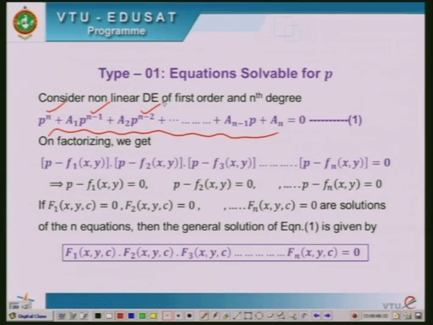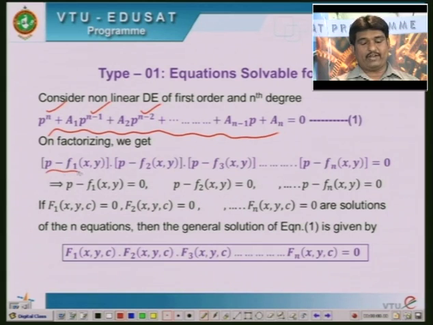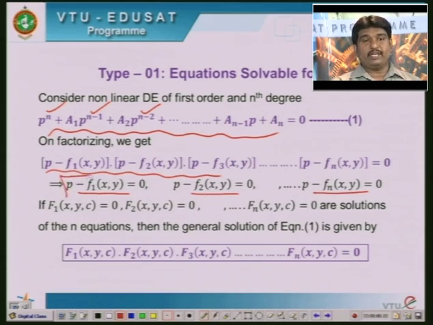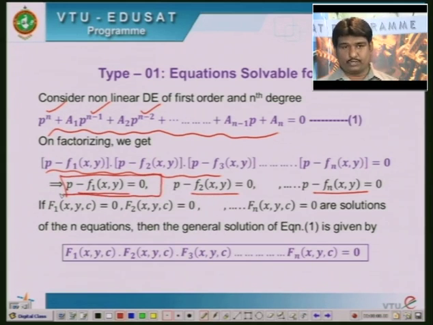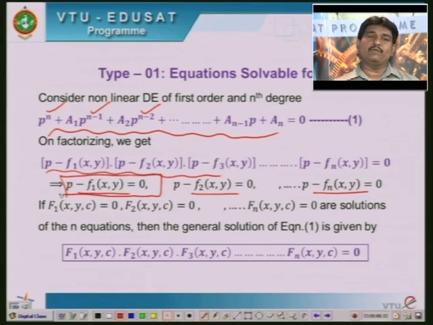You can treat it as a polynomial of degree n, so it will have n roots. You factorize them like this, equate each factor to 0 and solve each of them. When you equate it to 0, you get p minus f1 of x comma y equal to 0, where p is dy by dx minus f of x comma y equal to 0. So it is a first order, first degree differential equation. You can find its solution by a known technique, maybe by variable separable form or homogeneous type or exact differential equation, or any method that you have studied. So you can easily solve n first order, first degree differential equations.